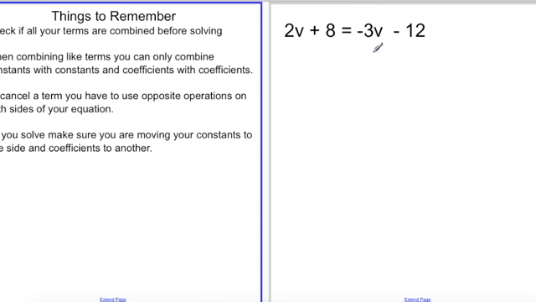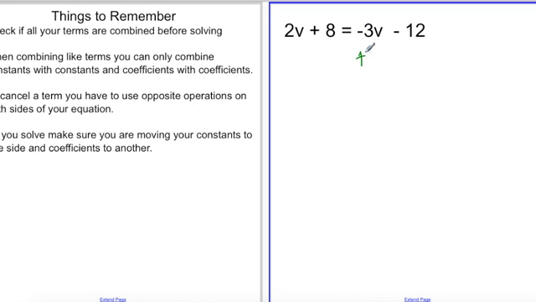So the first thing I'm going to do is I want to make sure that all my variables are on my left side. So instead of subtracting by 3v, I'm actually going to add by 3v. That cancels this out. I'll add 3v over here, and I get 5v, and then I carry everything down. Plus 8 equals, if there's a minus 12 here, it's going to end up being negative 12.